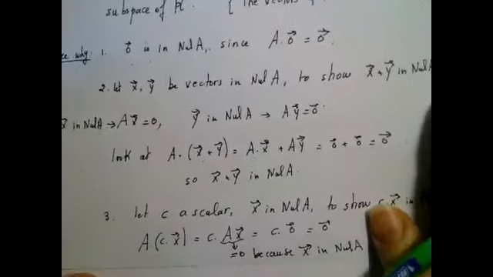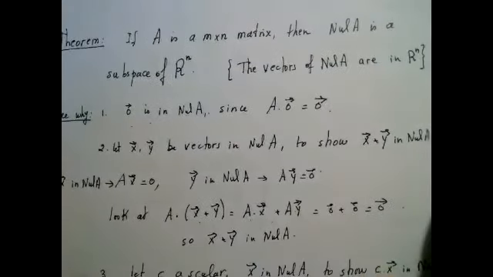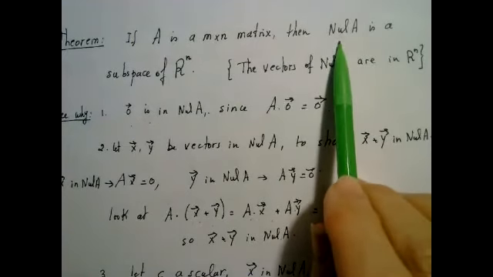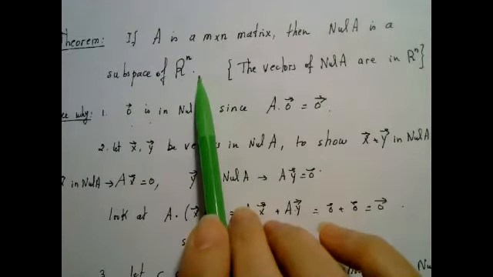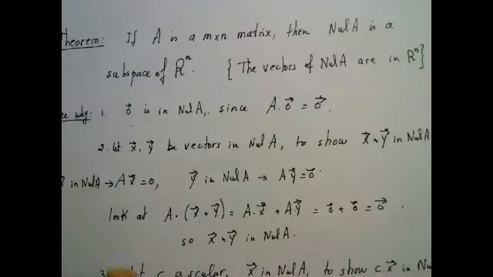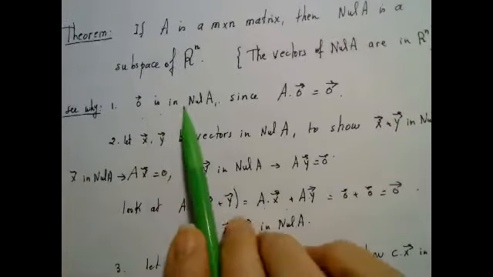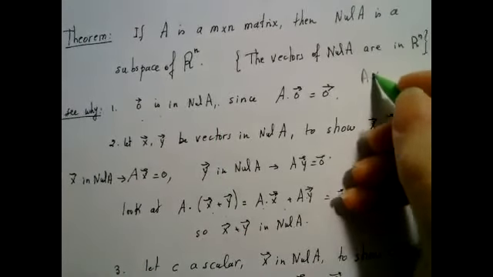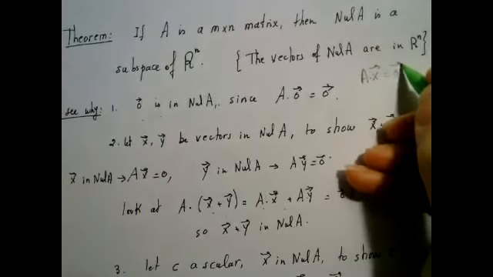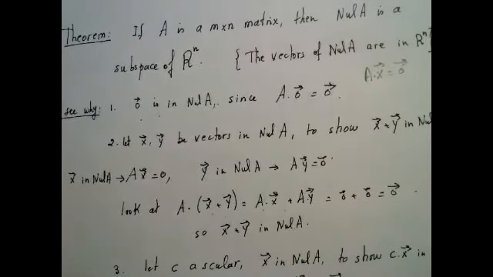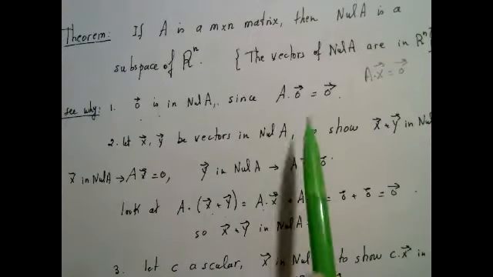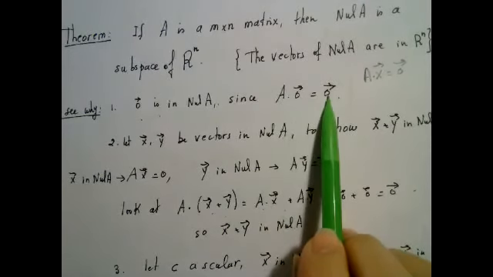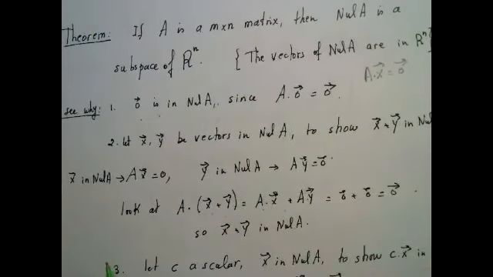Let's see what it is. I know it's a lot of math for you, but okay. If A is an n by n matrix, then the null space is a subspace of Rn. So what does this mean? Let's see why. First, 0 is in the null space. Why? The null space is all the solutions of Ax equal to 0. 0 is in the null space because if I take A, whatever A is, and multiply by the 0 vector, I get the 0 vector.